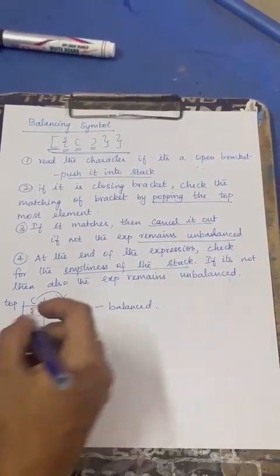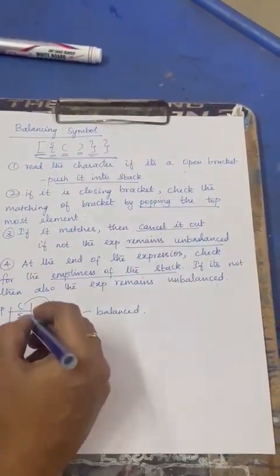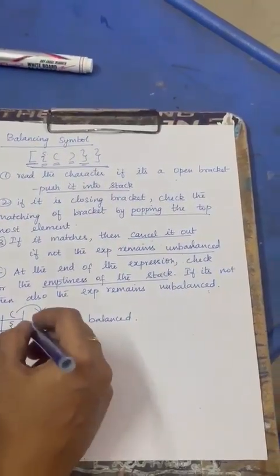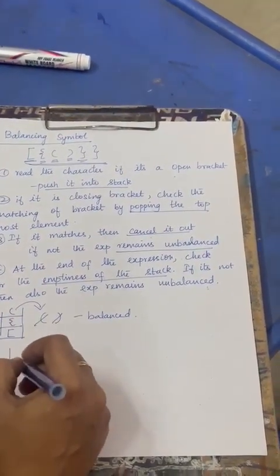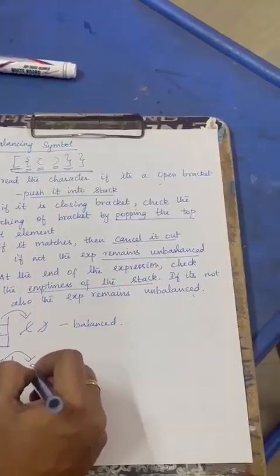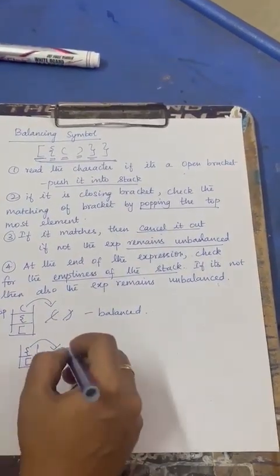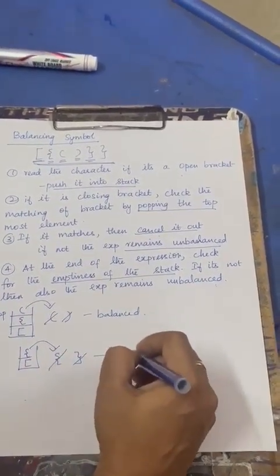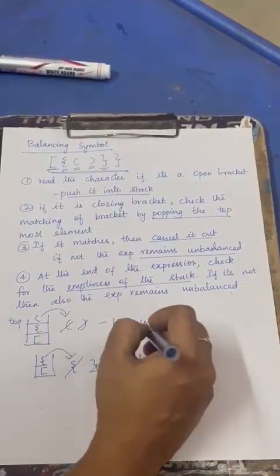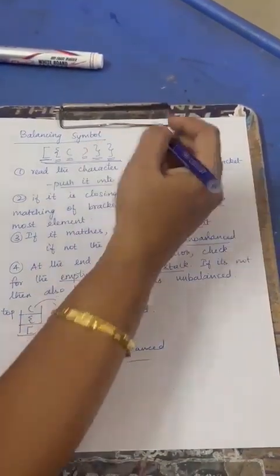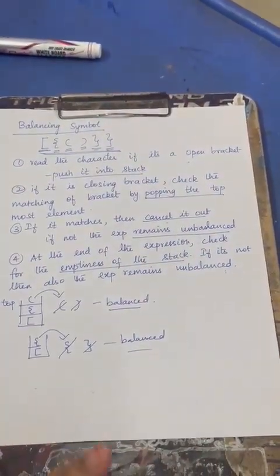Now we'll go to the next one. The next character is a closing curly brace. So I have to pop the next one, which is an opening curly brace. Both the brackets match, so fine. Then this part is also balanced. It is not completely balanced, only partially balanced. Only when the end of the expression comes can we say whether it is completely balanced.